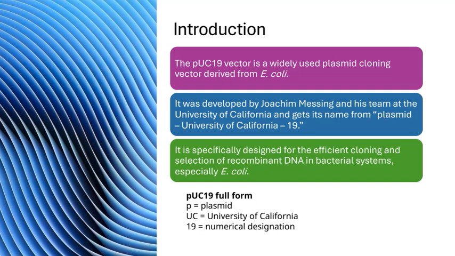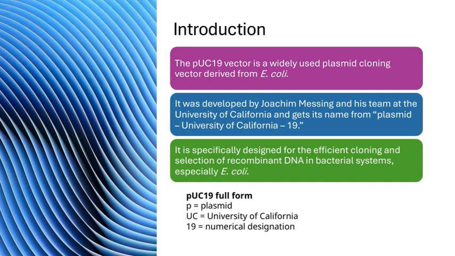Let's start by talking about pUC19 and what its name really means. The p stands for plasmid, which is a small, circular piece of DNA that exists independently within bacteria. These plasmids are really important tools in genetic engineering because they can carry foreign genes into bacteria. Next, UC refers to the University of California, the institution where this particular plasmid was developed. It's quite common for scientists to name their plasmids after the institutions that create or first describe them.